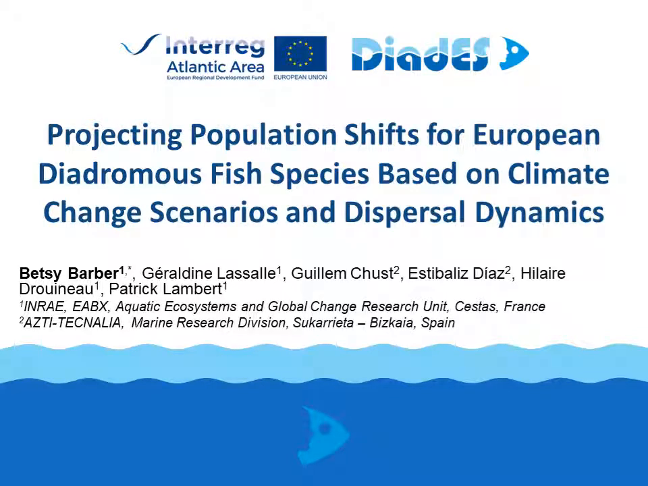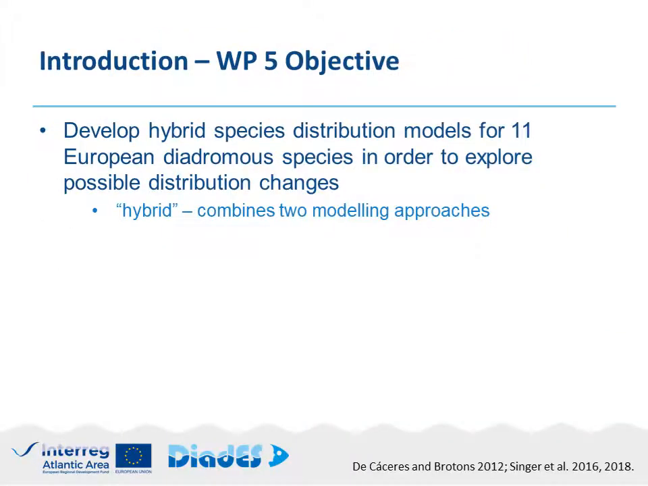Hello, my name is Betsy Barber, and I am talking about projecting population shifts for European diadromous fish species based on climate change scenarios and dispersal dynamics. This project is part of Work Package 5, and the objective is to develop hybrid species distribution models for 11 European diadromous species in order to explore possible distribution changes. And when I say hybrid, I mean that we're combining two modeling approaches, and not that we're looking at the hybridization of species.